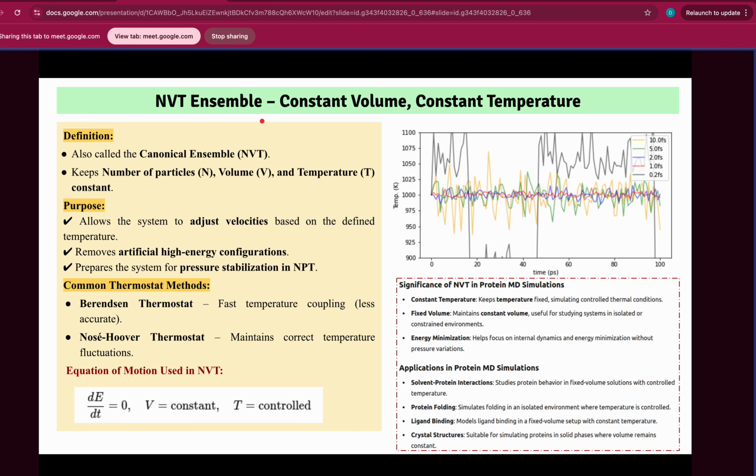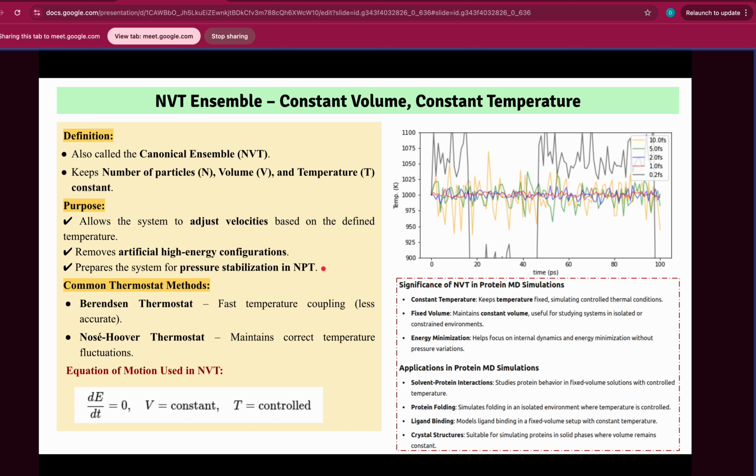Firstly, we'll look into the NVT ensemble, that is constant volume and constant temperature. It is also known as the canonical ensemble. So keep this in mind, that NVT means canonical ensemble. It keeps the number of particles, volume and temperature constant. So these three things are kept constant in this case. Now what is the purpose of NVT? It allows the system to adjust the velocities based on a defined temperature. It removes artificial high energy conformations, and it prepares the system for pressure stabilization in NPT.